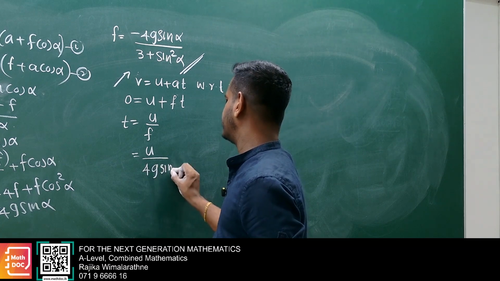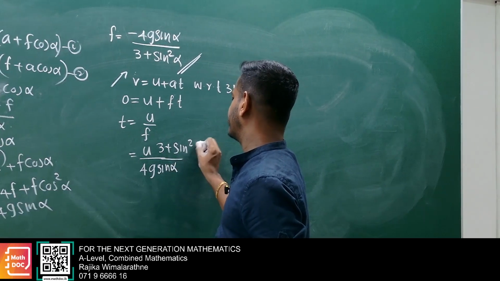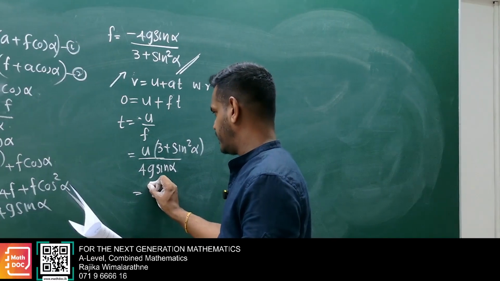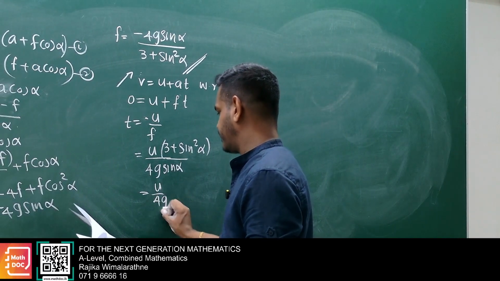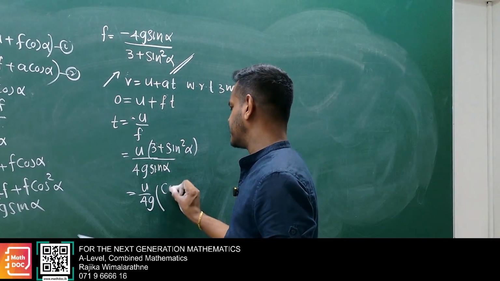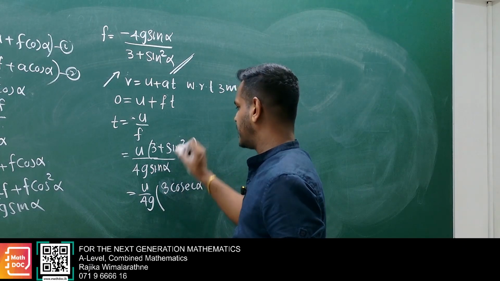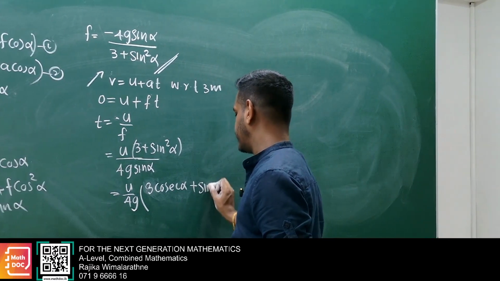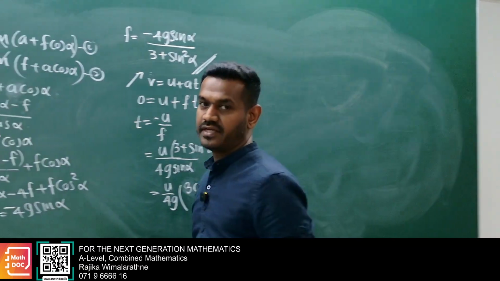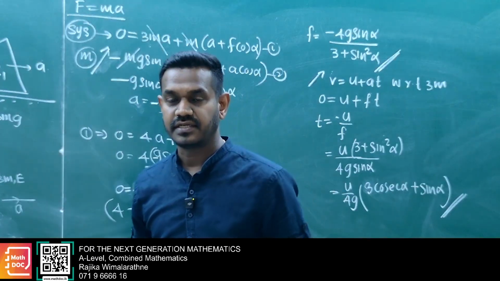For 4g sin alpha, 3 plus sin squared alpha. Now u divided by 4g, separate the denominator: 3 over sin alpha is 3 cosec alpha, and sin squared alpha over sin alpha is sin alpha. Then separate the denominator and you can get the answer. That is the part A question, complete.